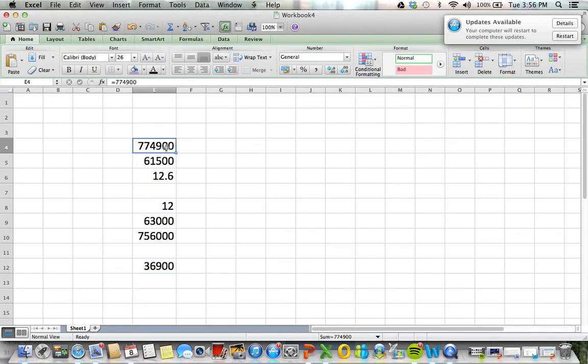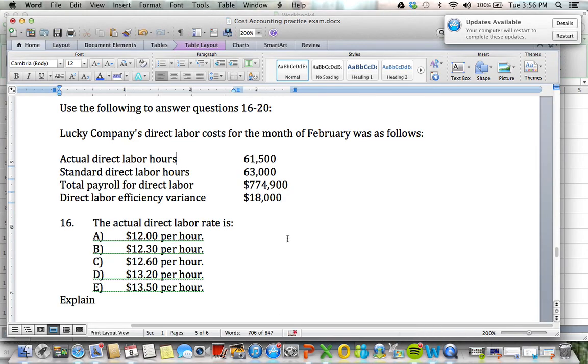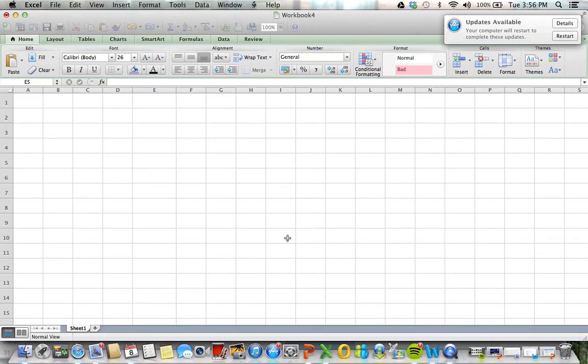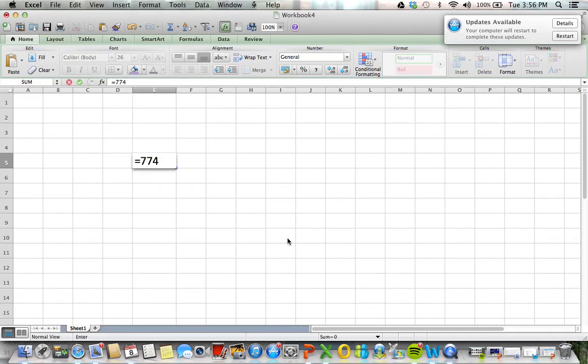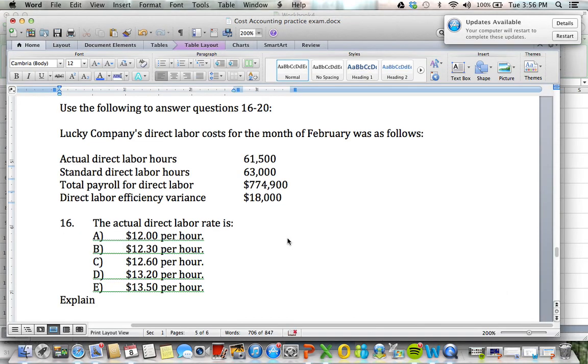So moving on to the Excel, what we're going to have here is the labor amount, 774,900 divided by 61,500. So I'm getting 12.6 is the answer. So we're gonna have the answer C because I'm using total payroll for direct labor over the actual direct labor hours.